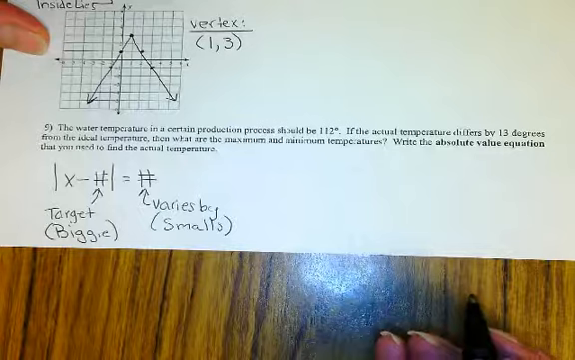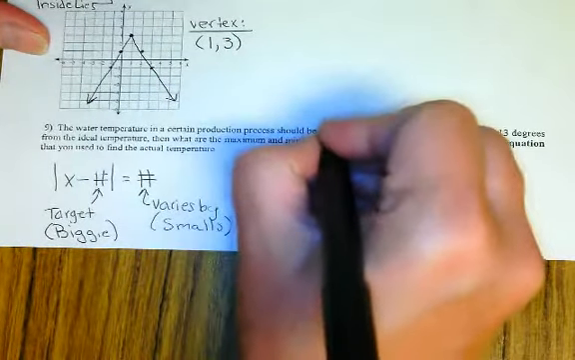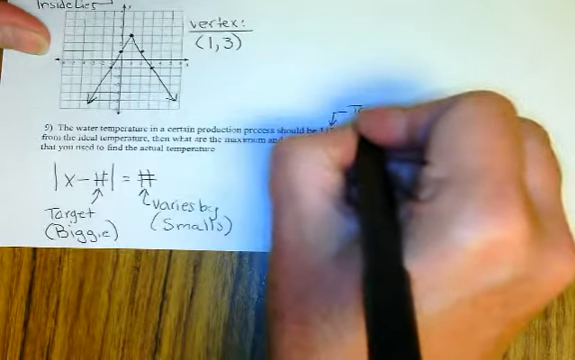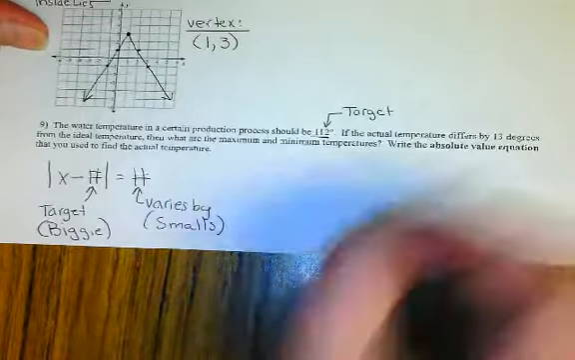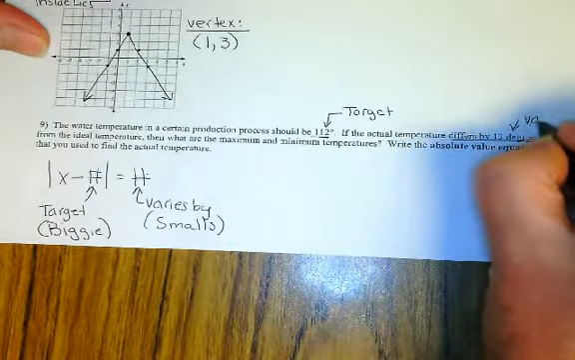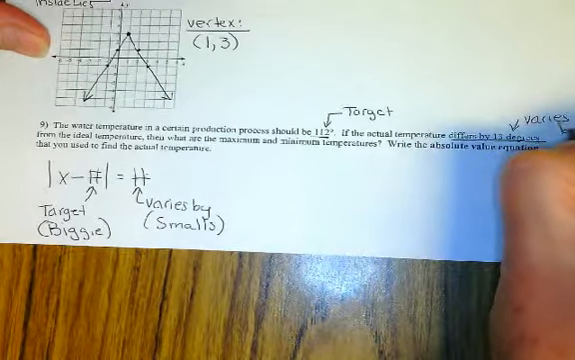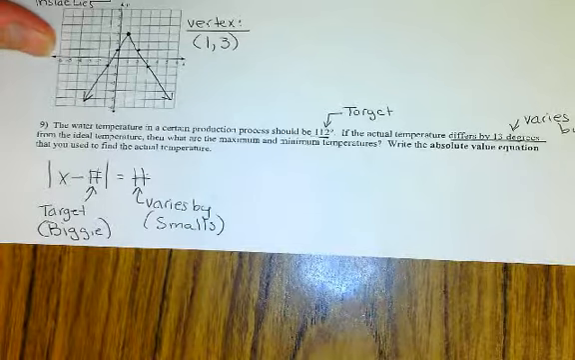Okay, so reading this, the water temperature in a certain production process should be 112 degrees. So that's my target. It's also the biggest number. If the actual temperature differs by 13 degrees, okay, so that's what it varies by, or the give or take, from the ideal temperature, then what are the maximum and minimum temperatures?